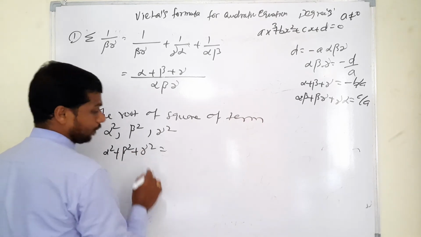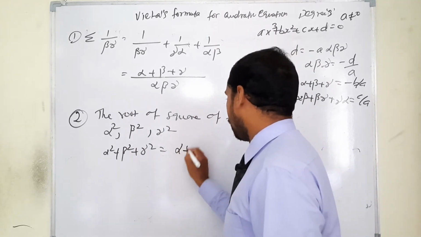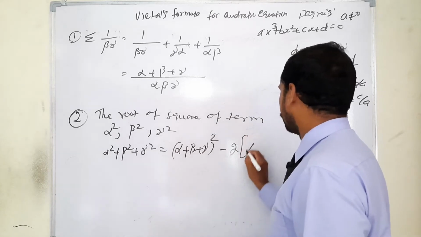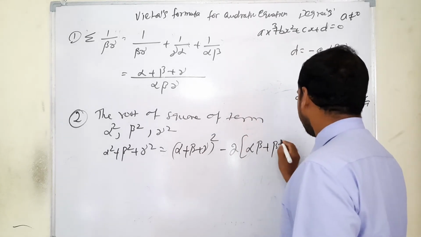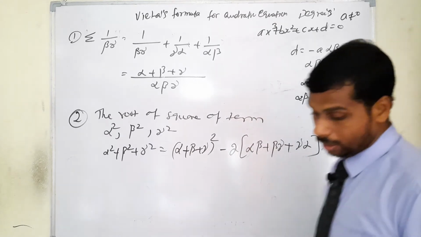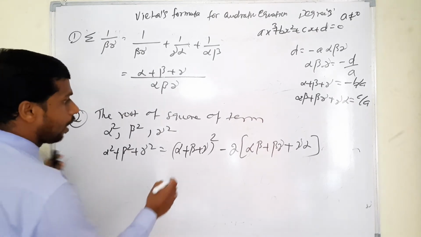Listen very carefully. This is how to write. Alpha square plus beta square plus gamma square means alpha plus beta plus gamma the whole square minus 2 of alpha beta, then beta gamma, then gamma alpha. This is one term. Now this is the sum of the roots taken one at a time. This is how to finalize.